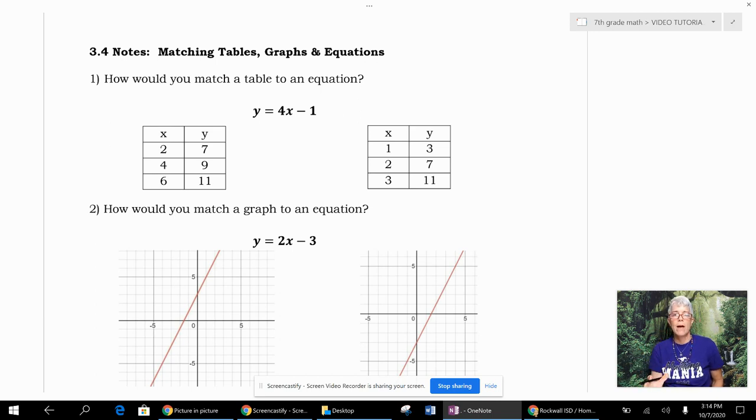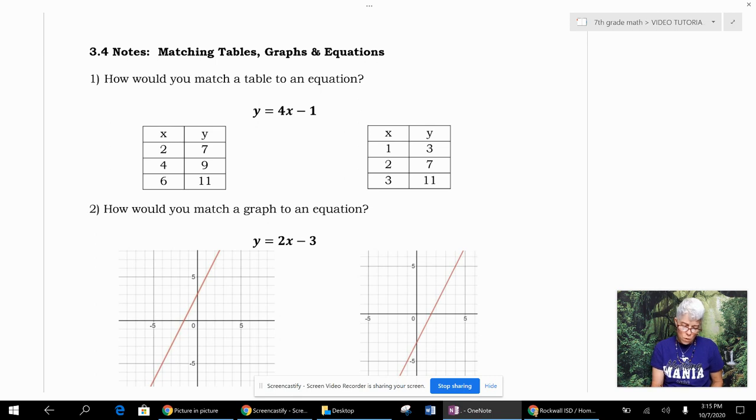But once you have an equation, matching it up to a graph or a table is fairly easy as long as you understand the different parts of the equation. So that's what I hope to teach you today. And so let's move forward with the lesson. So it says, how would you match a table to an equation?